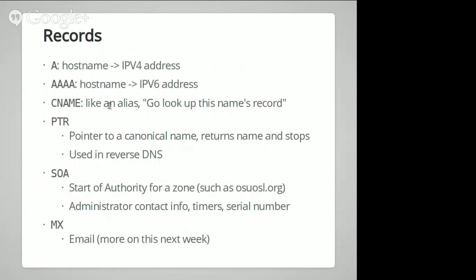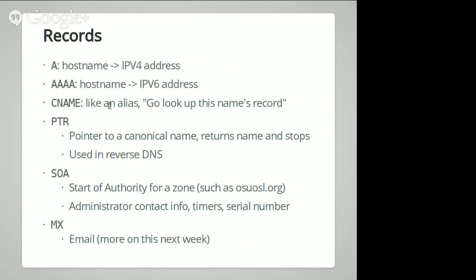So an A record is just this name goes with this address in the IPv4 system. A quad A is this name goes with this IPv6 address. A CNAME says you should actually go get the record for this other name when you look up the first name. A pointer record points to a name, returns the name, and rather than returning the IP for that name or looking it up like a CNAME would say to, it just stops. This is useful in reverse DNS, which I'll get to in a minute.